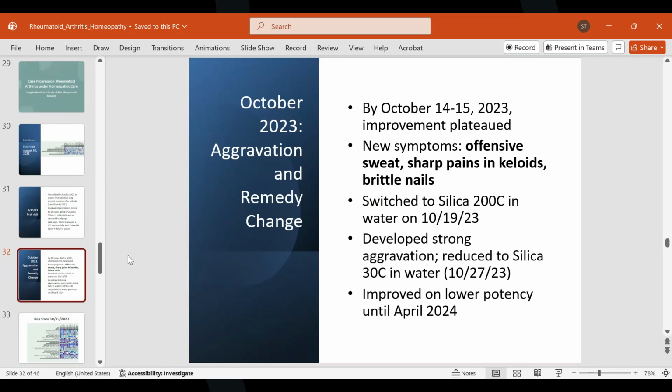By mid-October of 2023, the improvement plateaued, and she had new symptoms: offensive perspiration, sharp pain in the keloids, brittle nails. So what do you think of? Yeah, silica. So we switched to silica. When there's a change in picture, you try a remedy and then you see how long you stay with it. That depends on how close a choice it is. So we switched to silica 200 in water on 10/19. She got a strong aggravation, so we went down to 30C in water on 10/27.